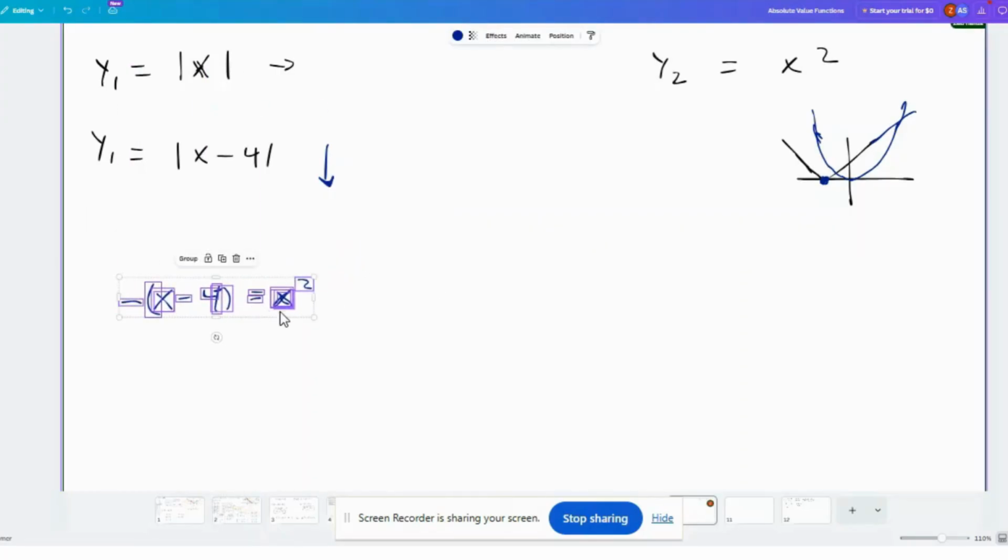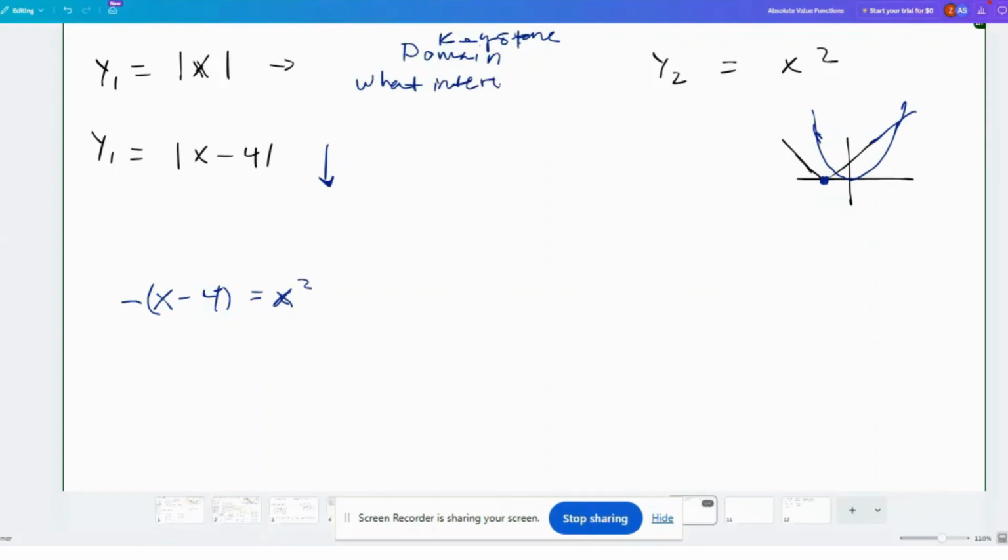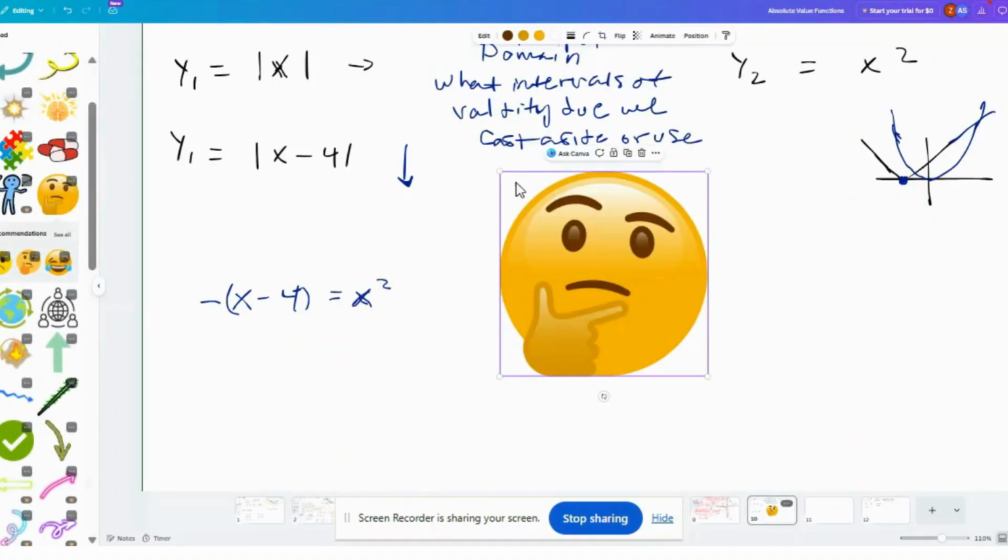The keystone here is analyzing where this function is valid. What intervals of validity do we have? So the keystone involves the domain, and you should be asking yourself, what intervals of validity do we cast aside or use? So that is the keystone for this, and for understanding how to solve these.